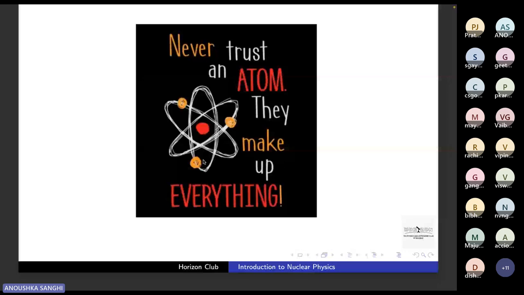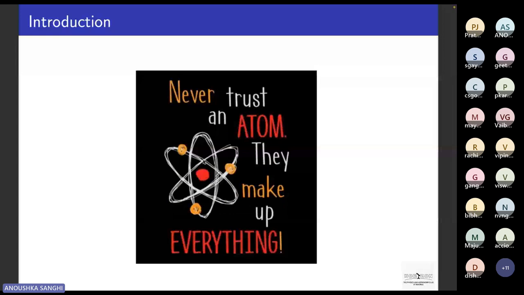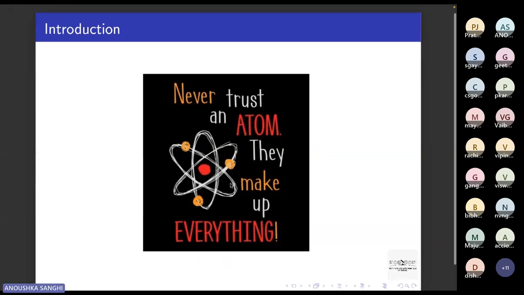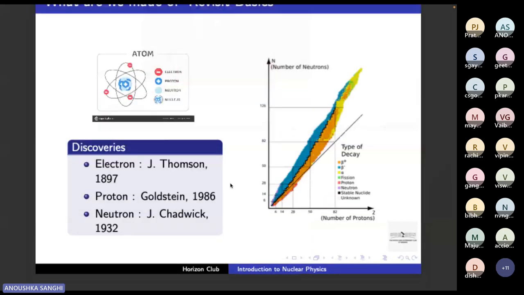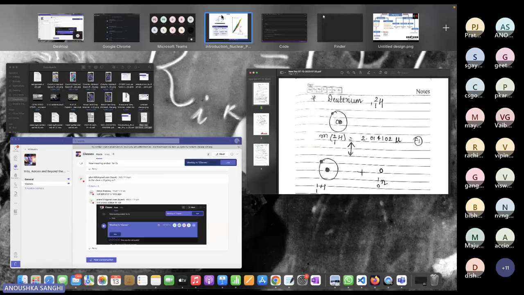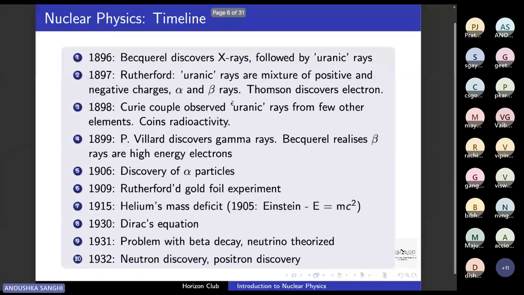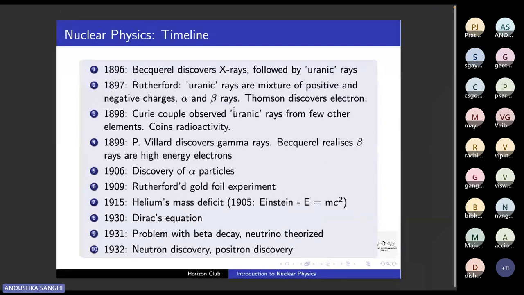To put it simply, nuclear physics is the study of the atomic nucleus. It's a bit different from what we study in atomic or molecular physics, because in nuclear physics we go way deeper. Nuclear physics emerged around 100 years ago. The historic discovery was the discovery of radioactivity. Before knowing more about nuclear physics, let's see the timeline or the history that led to its emergence.